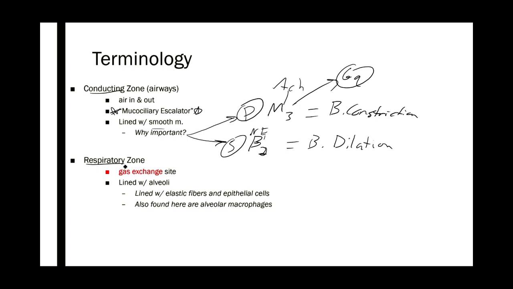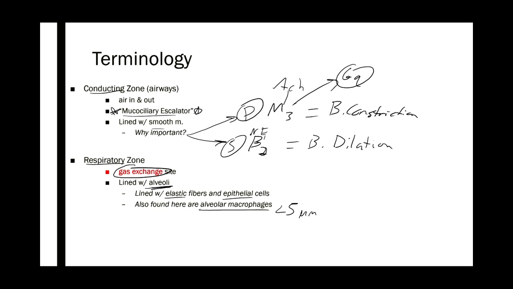The respiratory zone is where gas exchange occurs. And because they're capable of gas exchange, this area is lined with alveoli. The alveoli are lined with elastic fibers and epithelial cells. Whereas up in the conducting zone the mucociliary escalator dealt with the debris accumulation, down here alveolar macrophages deal with the bacteria and debris that get through, something like less than 5 micrometers that get down to the bottom of the respiratory zone.